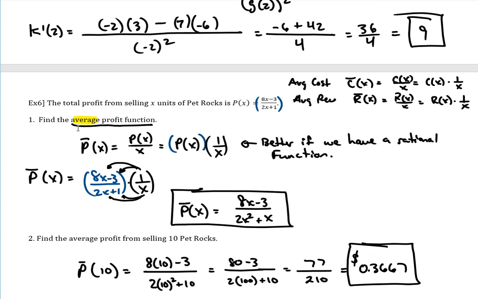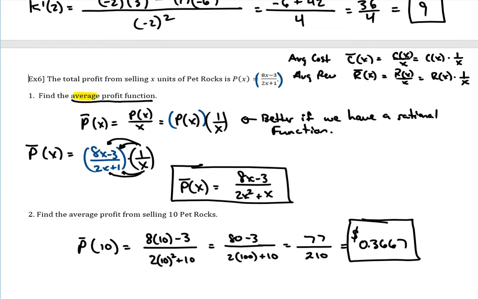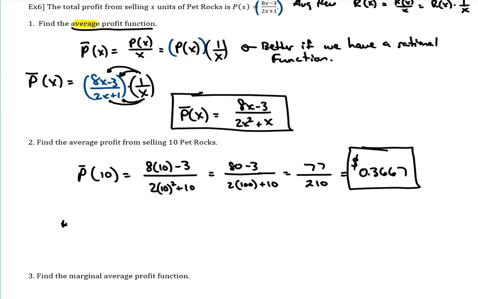Okay, so, or at least I'm assuming it's in dollars. It just says the total profit from selling. So it could be in like hundreds of dollars or whatever. So I'm assuming it's in dollars and that's it.